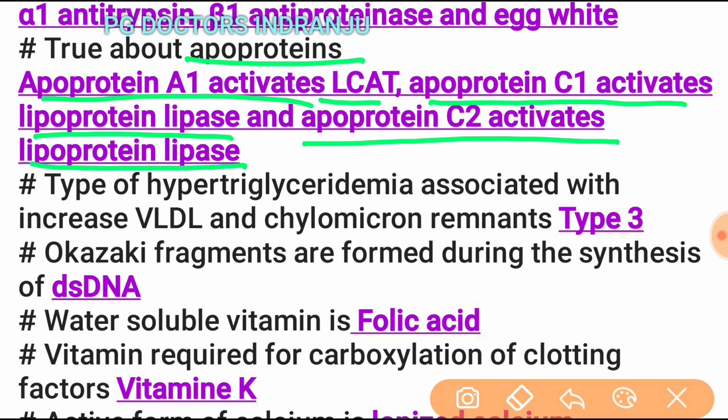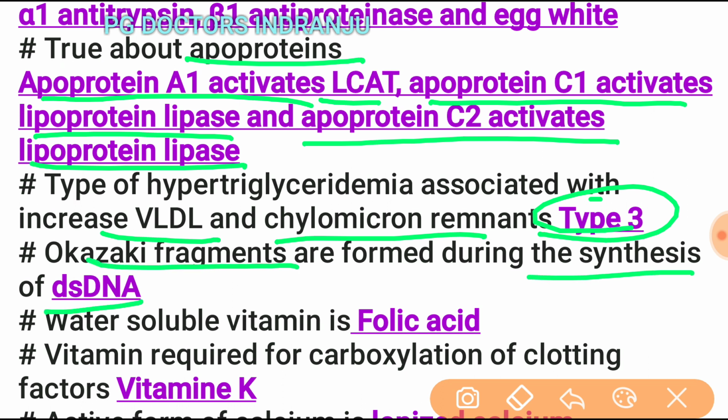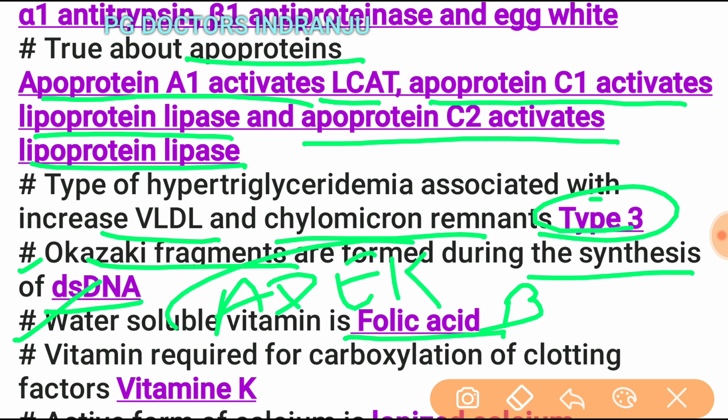What is true about apoproteins: apoprotein A1 activates LCAT, and apoprotein C2 activates lipoprotein lipase. The type of hyperlipidemia associated with increased VLDL and chylomicron remnants is type 3. The Okazaki fragment is formed during the synthesis of double-stranded DNA, and a water-soluble vitamin is folic acid. All B complex vitamins are water-soluble. Only A, D, E, and K are fat-soluble, and all other vitamins are water-soluble.